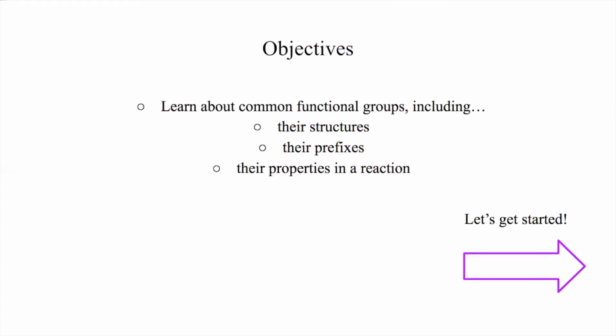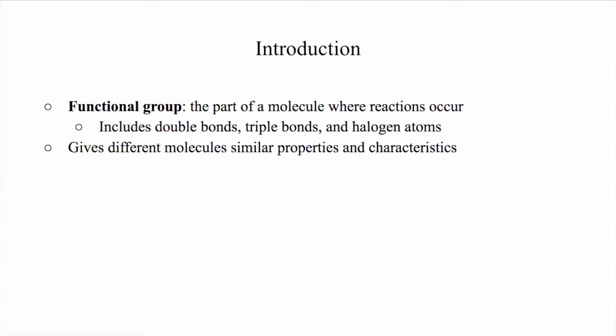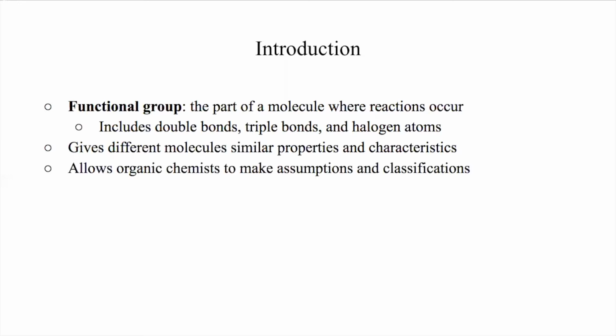Let's get started. The term functional group refers to the part of a molecule where reactions typically happen. These groups include concepts we've already learned, like double and triple bonds. Functional groups can even just be a single halogen atom. No matter what the rest of the molecule looks like, all of a certain functional group will have the same properties and characteristics.